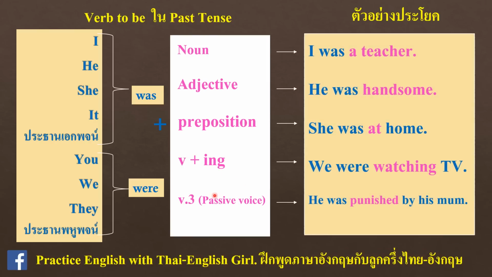Here are some examples. I was a teacher. Teacher is a noun. He was handsome. Handsome is an adjective. She was at home. At is a preposition. We were watching TV. Watching has verb plus ing. He was punished by his mum. Punished is verb free.